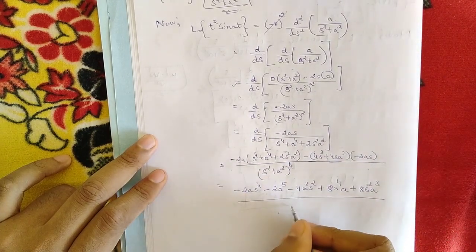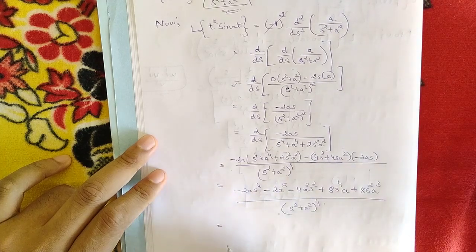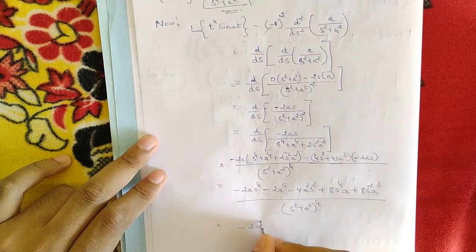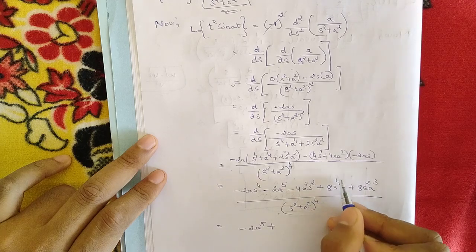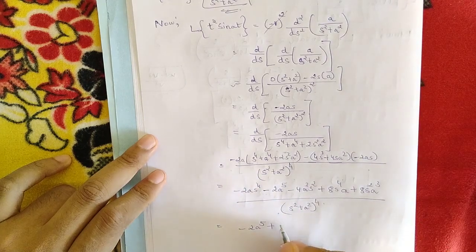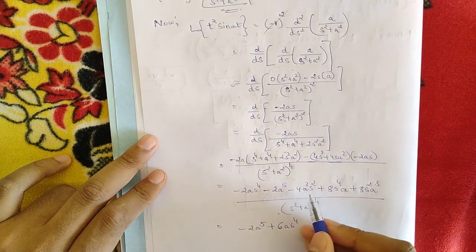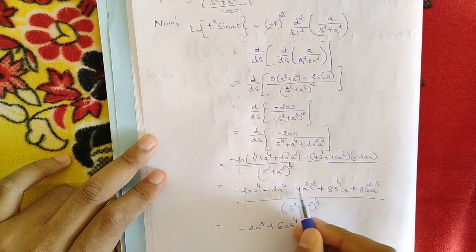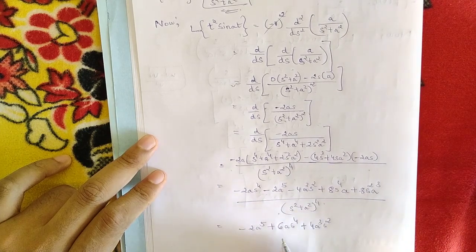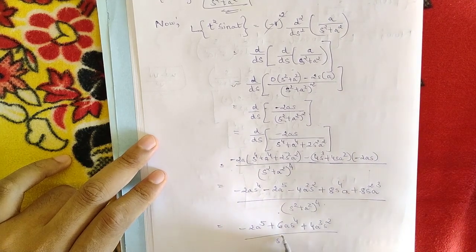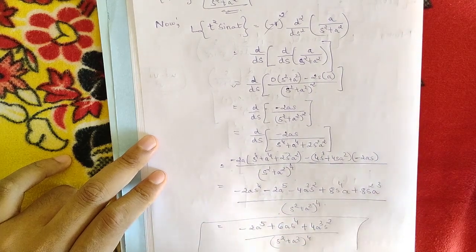Okay, divided by s square plus a square whole to the power 4, that is equal to minus 2a to the power 5 plus, here you observe, plus 8a s to the power 4 minus 2a s to the power 4, so we can simplify and write it as 6a s to the power 4, and 8a cube s square minus 4a cube s square, that is equal to plus 4a cube s square, the whole divided by s square plus a square whole to the power 4. So this is our final simplified answer.